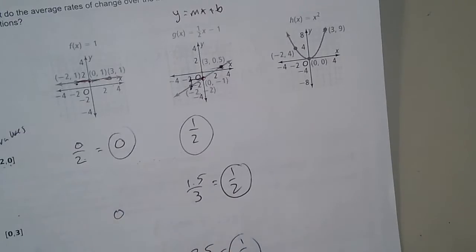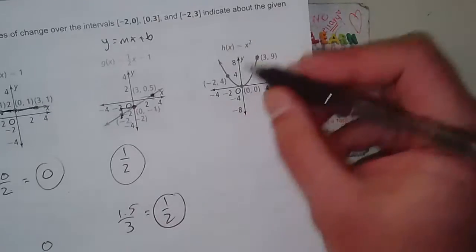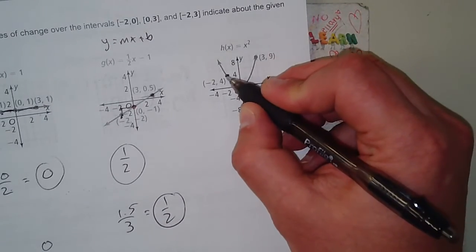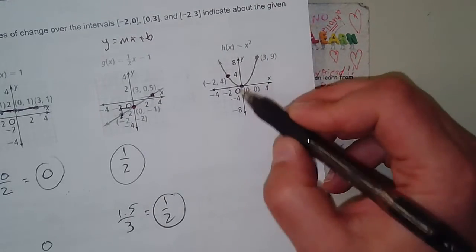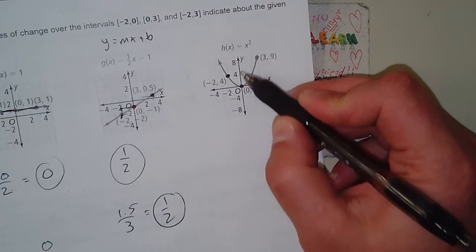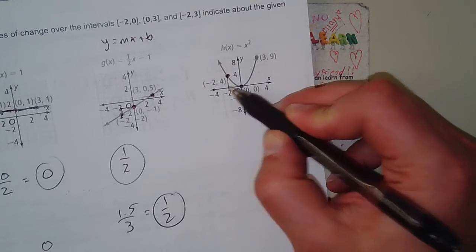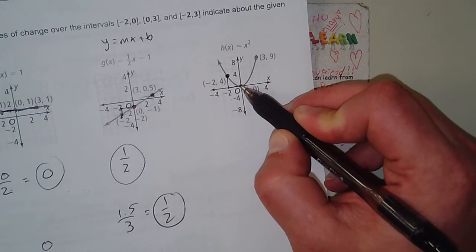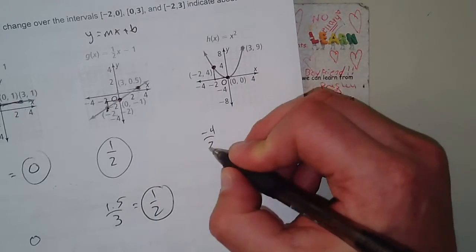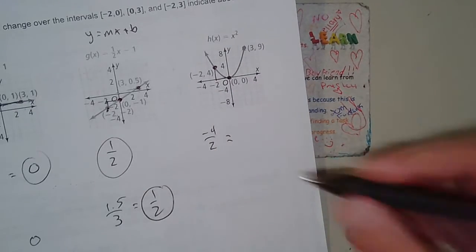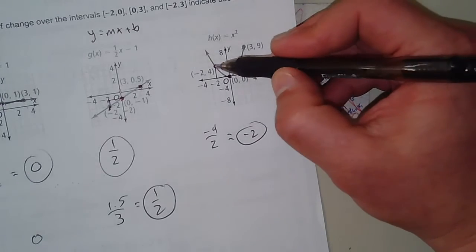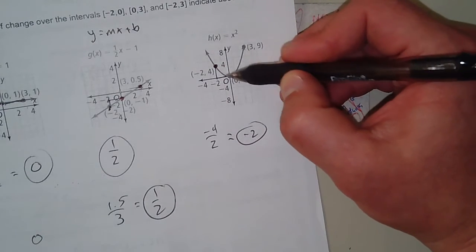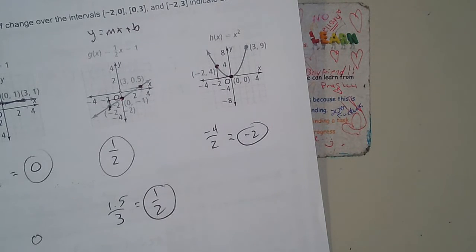So this says from -2 to 0, what's the rate of change? So here's my point at -2 right here, and here's my point at 0. So what's my rate of change there? Notice the scale goes by 2s, so I actually go down 4 and right 2. So down 4 and right 2, rise over run would give me a slope of -2 there. And that actually makes sense because from this point to this point, it's definitely going downward, so a negative slope makes sense. Okay, cool.